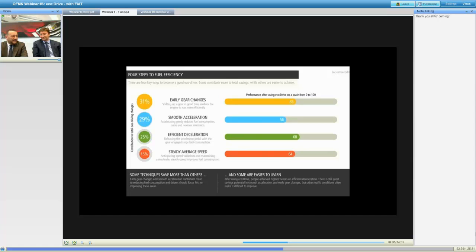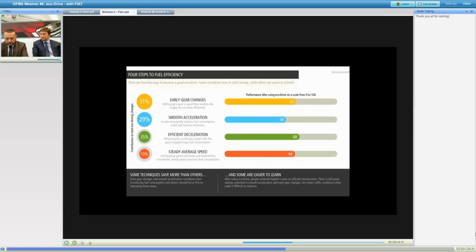What we discovered is that the biggest contribution in eco-driving is given by the early gear shift and gear change. But unfortunately, this is a technique that should be learned, and it's quite difficult to learn. The second biggest contributor to saving fuel and money is the smooth acceleration, and also in this case, it's a technique that is quite difficult to learn.